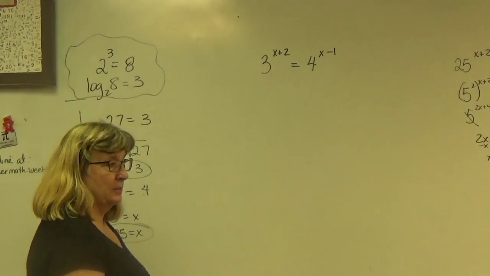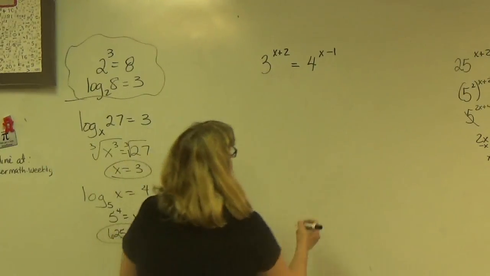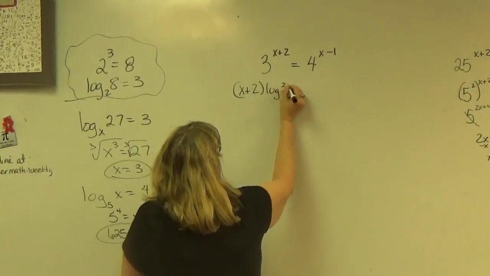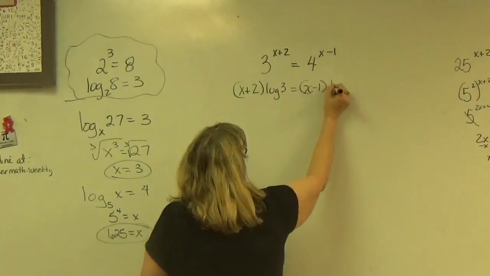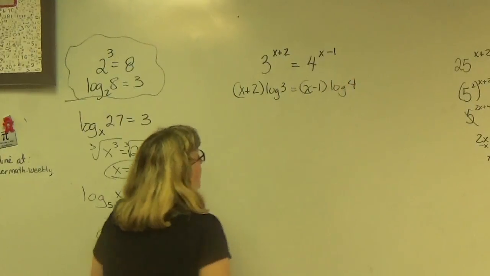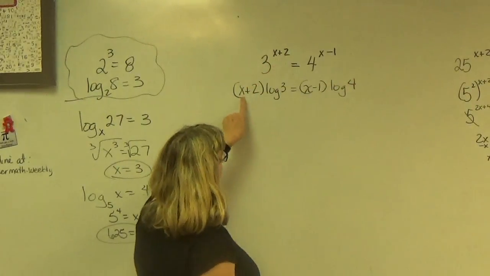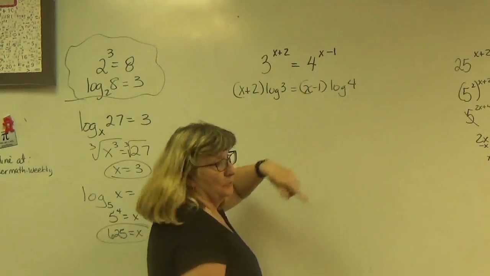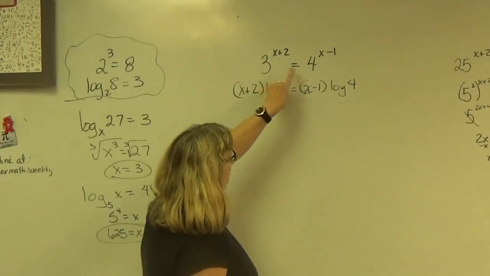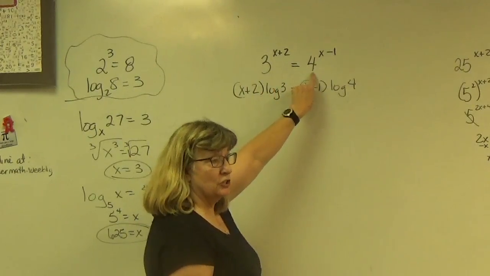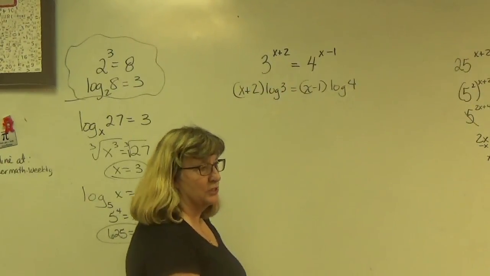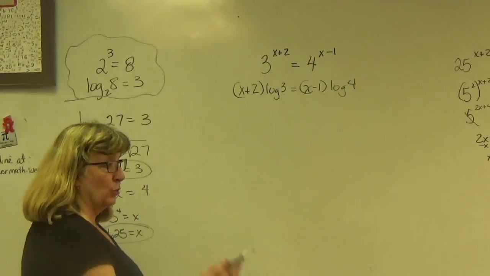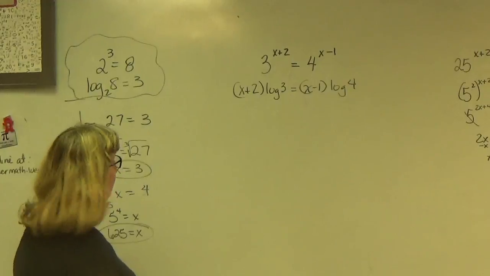The reason I can't do same bases is 3 and 4. I can change 4, but I can't change 3. Does everybody see what I'm saying there? So you need to write this in log form, which would be x plus 2, log of 3, equals x minus 1, log of 4. The exponent goes in front of log of 3. You can't do same bases because 3 and 4 can't become the same. 4 I could change to 2 squared, but it's not going to help me because 3 is not going to change to a 2. So you have to use log form. There's one problem you have to use log form on.